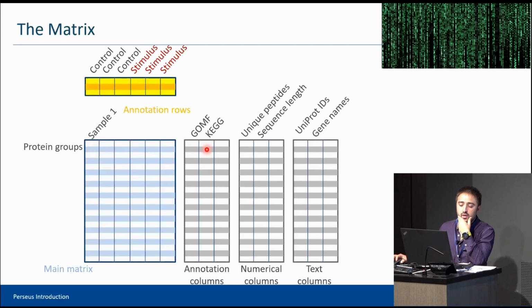And then you also have annotations. They can normally be text-based. And then you will also have numerical columns that could be properties of the matrix, like the sequence length or whatever. And then you will also have not categorical columns like these ones, but text columns.